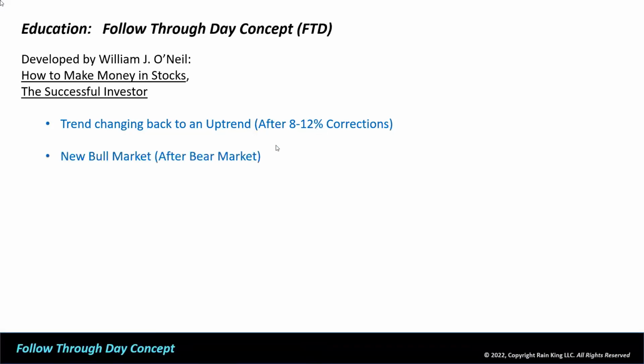If you're not familiar, follow-through days are a concept created by William O'Neil, and he covers them in his two books, How to Make Money in Stocks and The Successful Investor. So let's go over a page from that book and what are follow-through days and how do they help us? First of all, follow-through days can indicate that the trend is changing back to an uptrend after we've had an 8 to 12% correction, which I would call an intermediate correction. Pretty healthy correction. Follow-through days can help us when things turn back up. And they're also important when we have a bear market, and we get a powerful follow-through day, it could be the launch of a new bull market.